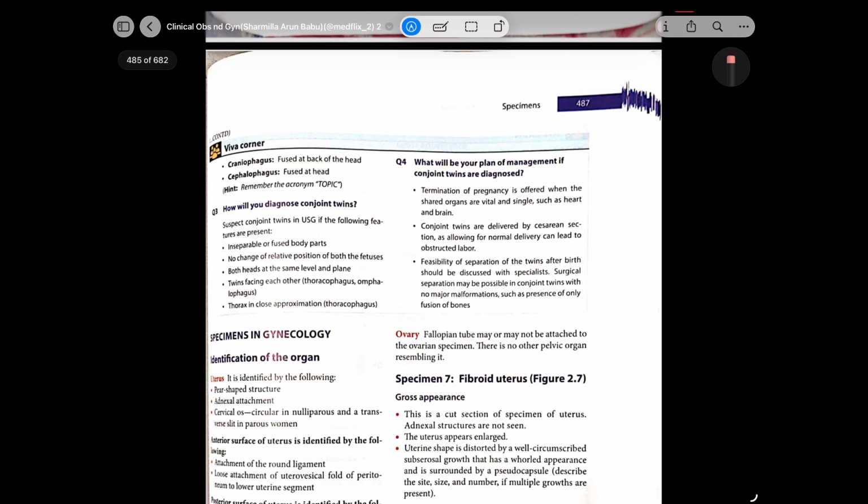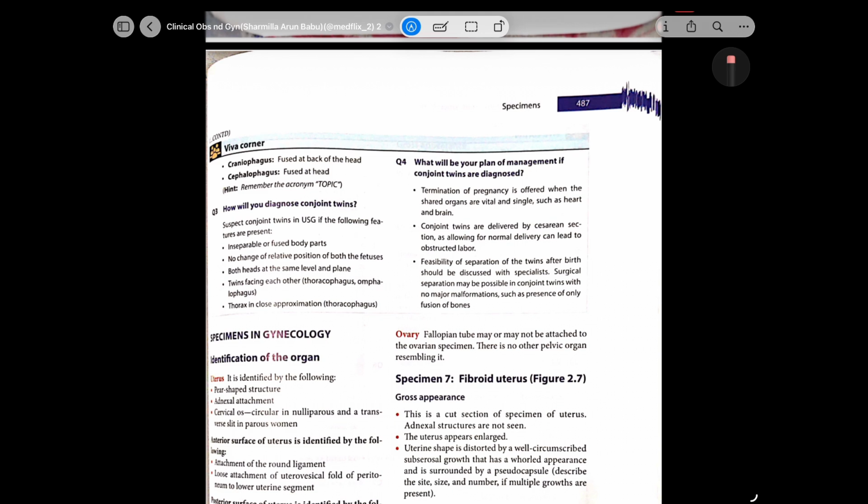How will you diagnose conjoined twins? Suspect conjoined twins in USG if the following features are present: inseparable or fused body parts, no change of relative position of both the fetuses, both heads at the same level and plane, twins facing each other, thorax in close approximation. What will be your plan of management if conjoined twins are diagnosed?